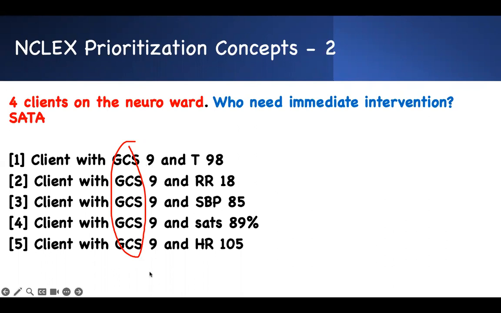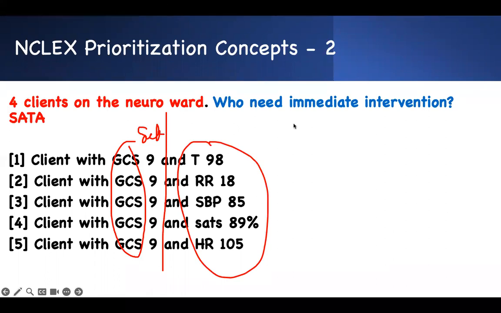5 patients all have GCS of 9. That means they are sick. That's why I told you, divide into 2. What is the situation? This is to illustrate to you that anybody with a brain injury, there's 2 things you should never forget. Avoid secondary brain injury.